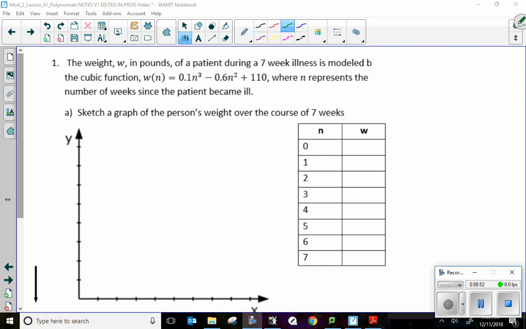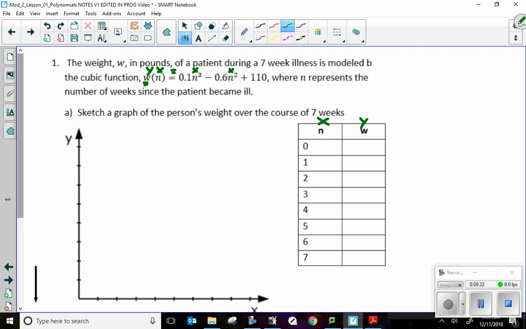A says, sketch a graph of the person's weight over the course of 7 weeks. Well, first of all, most of the time our table is written in XY form. Okay? If you did not know that, well, look, your equation is y equals, right? Y is your W, and all the variables in your equation are typically your x. So n would be your x. Of course, your independent variable, or your x, is always the one in parentheses anyways. So you can tell that.